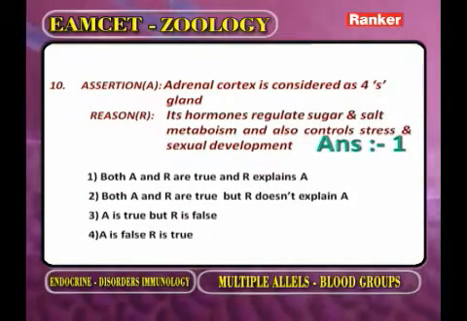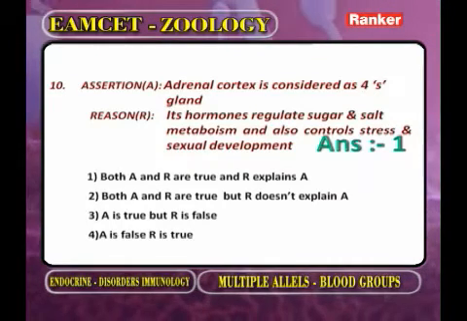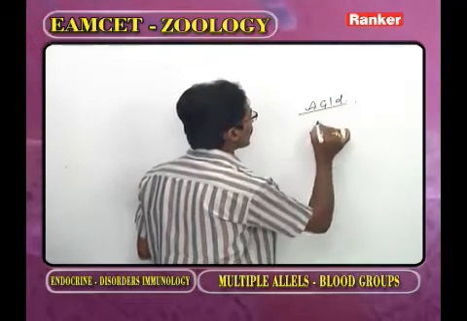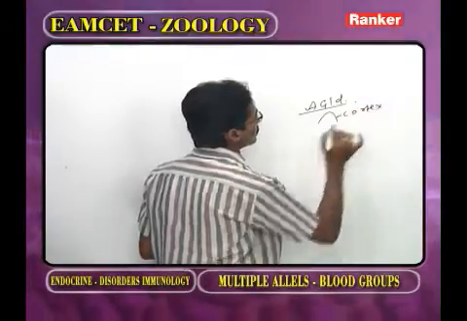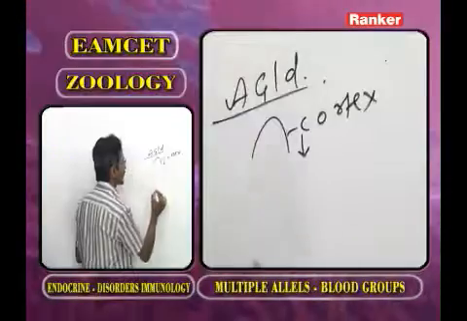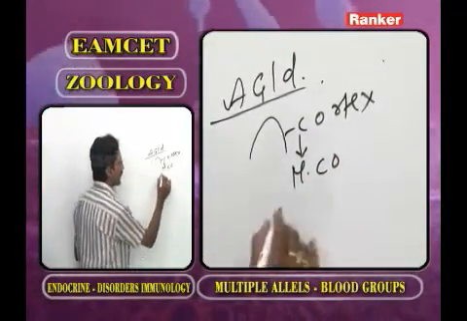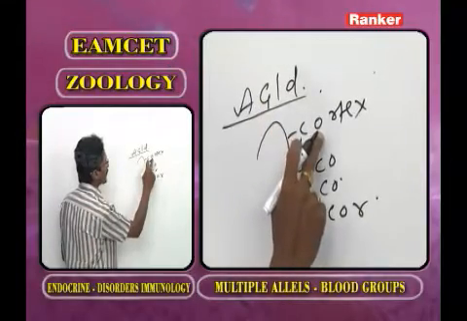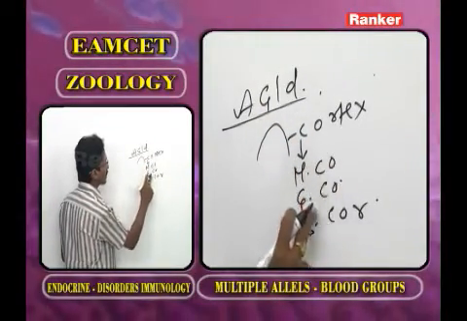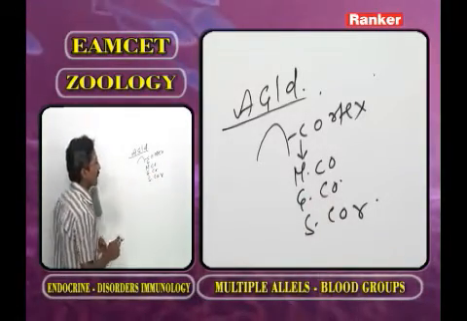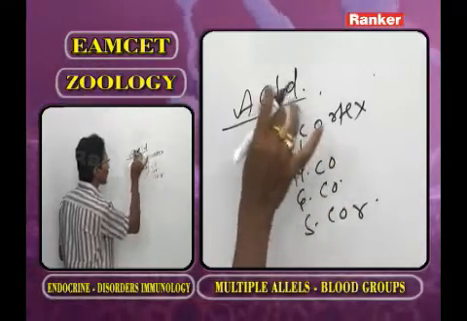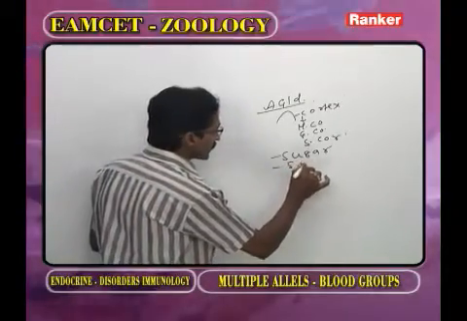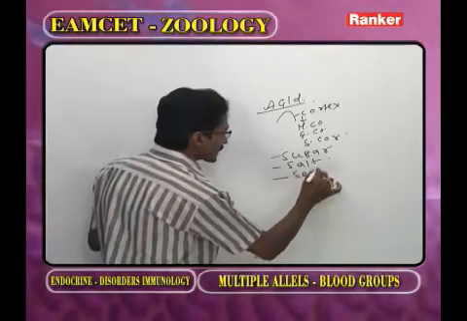Adrenal cortex is considered as a 4S gland. Now, as we observe the adrenal gland, one part we call the cortex. The cortex secretes mineralocorticoids, glucocorticoids and sex corticoids. Again repeating, one part of the adrenal gland is called the cortex. The cortex secretes mineralocorticoids, glucocorticoids, and sex corticoids. The hormones secreted by the cortex of the adrenal gland maintain the sugar levels, the salt levels, and the sex hormones.